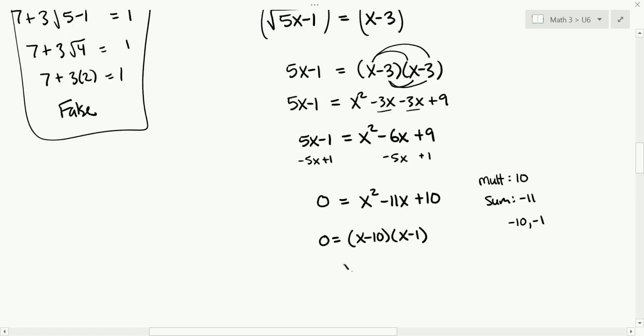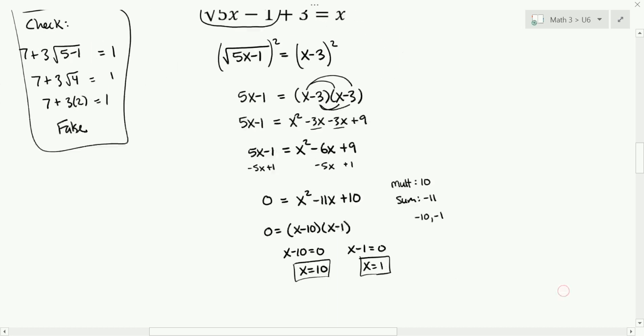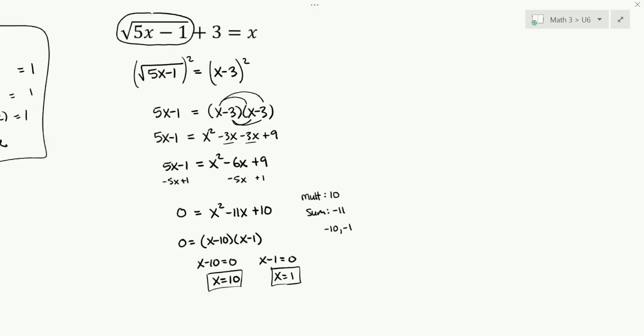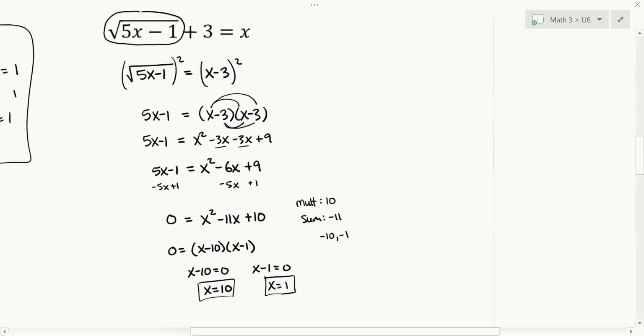Set each factor equal to 0, and we'll get two solutions because we have two factors. X is 10, and x is 1. How many got that far? Okay. Now we have to make sure we can keep those, right? Sometimes you can keep both of them. Sometimes you can only keep one. Sometimes you have to get rid of both of them. So you have to check both of them.